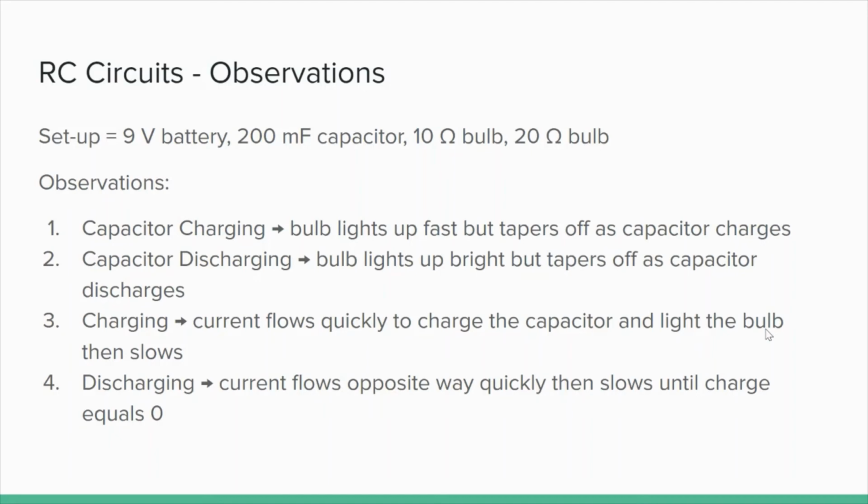While it was discharging, we would notice the same trend where the bulb would light up fast and bright, but begin to taper off as the capacitor discharges, and the current would also flow quickly but in the opposite direction and slow down until the charge became 0.